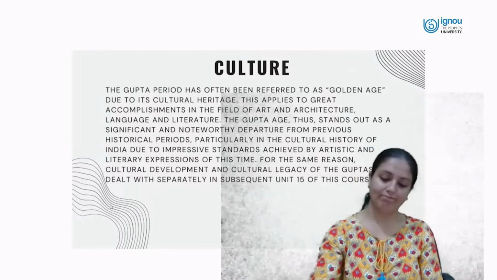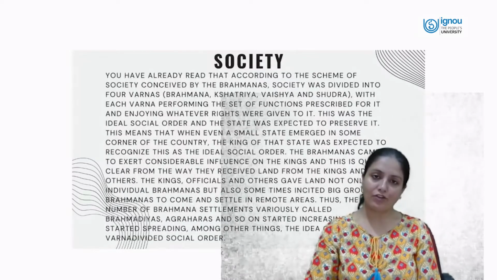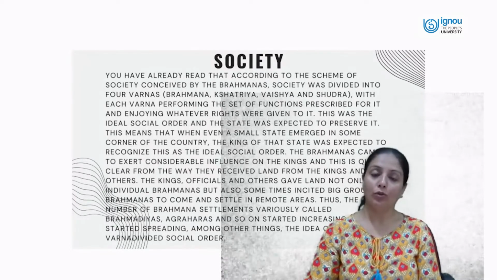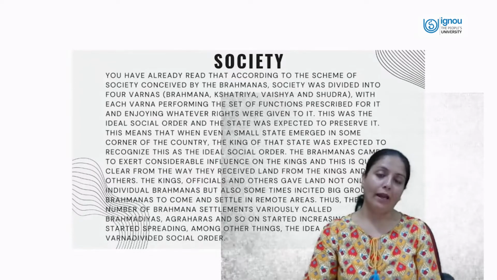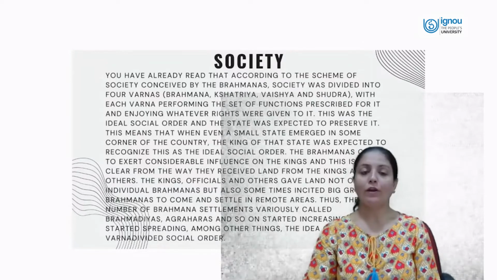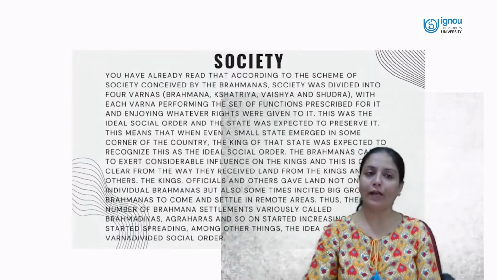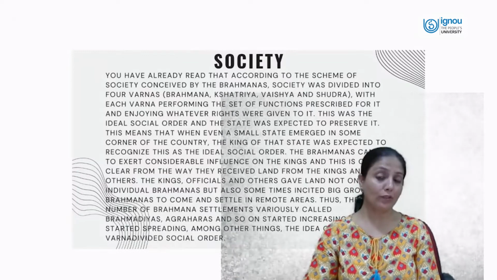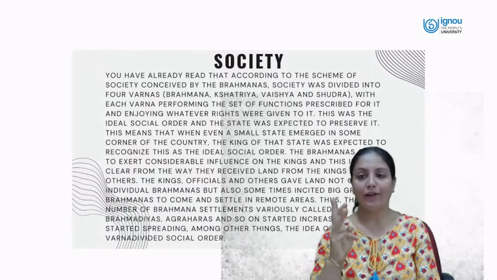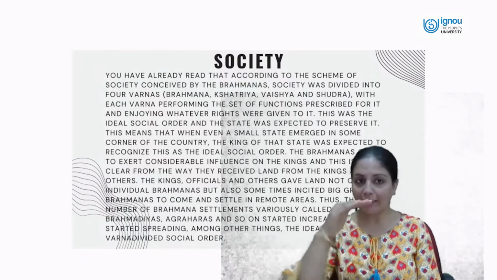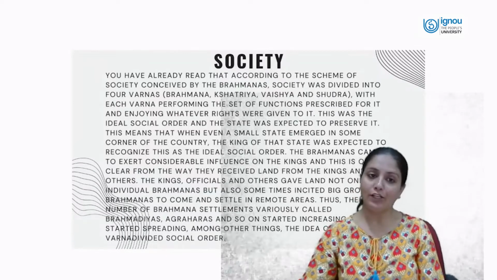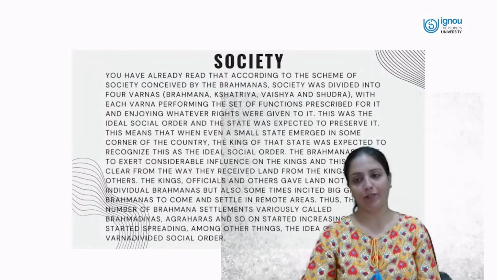Yes, after cultural heritage, we are going to learn about the social system and how society was working at that time. You have already read that according to the scheme of society conceived by the Brahmins, society was divided into four varnas: Brahman, Kshatriya, Vaishya, and Shudra, with each varna performing the set of functions prescribed for it and enjoying whatever rights were given to it.